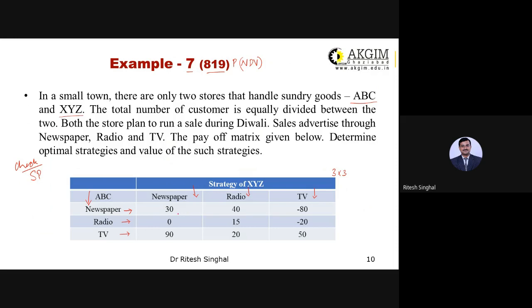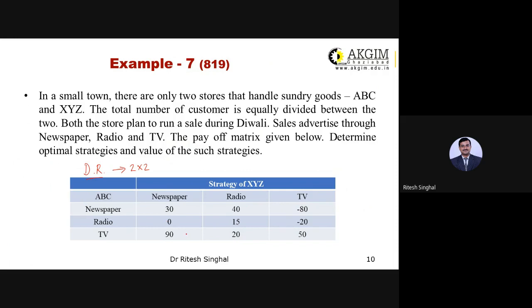So I think you can check it: first row minimum, second row minimum, third row minimum, first column maximum, second column maximum, third column maximum, and you found that there is no saddle point. So what we do, we'll use another option, that is the dominance rule here. Dominance rule reduces this game into a 2 by 2 game.